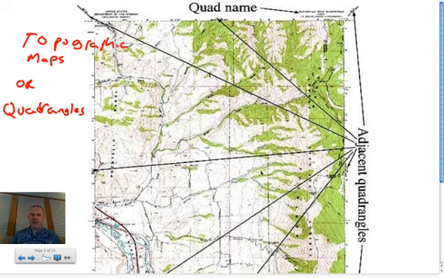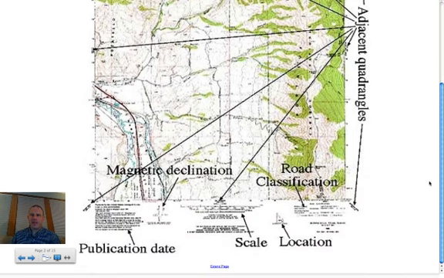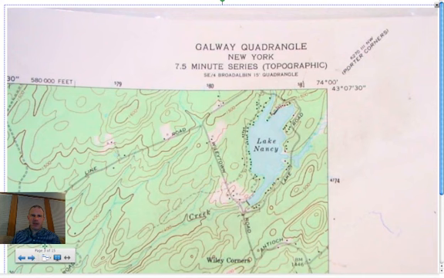They also give all the adjacent ones: upper left, upper right, lower left, lower right, and on the sides. Down on the bottom, they give road classification, some information. They give publication date information, when the maps were checked, what the magnetic declination is, scale, and the location of the map. So let's break these down into smaller sections.